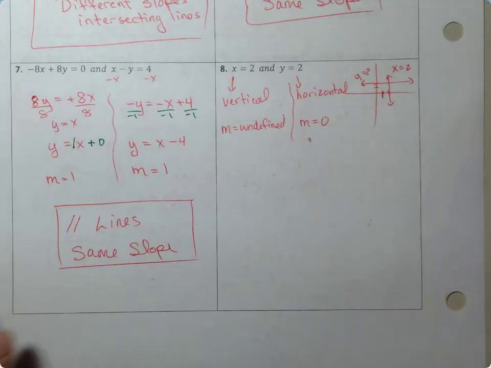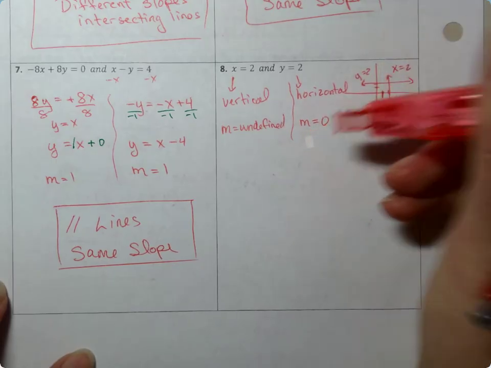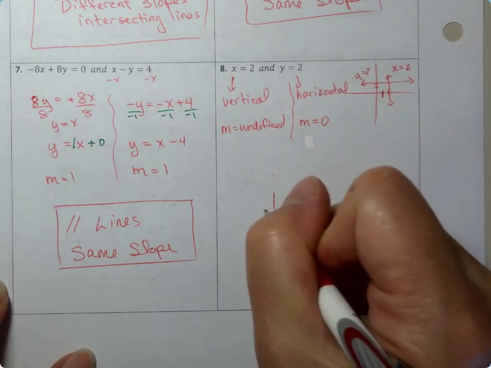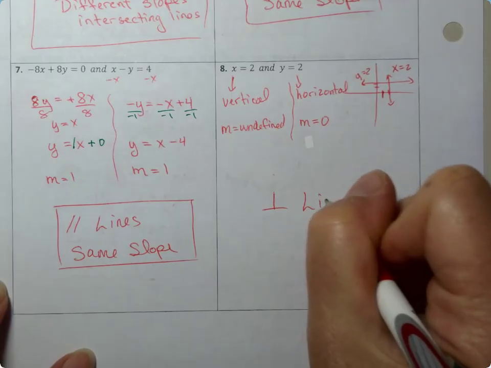I mean, they're definitely not parallel. They are making an intersection, but not just any intersection. You're telling me they are perpendicular. Why are they perpendicular lines?